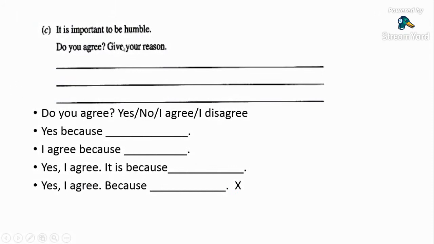Okay, same. It is important to be humble. Do you agree? Give your reason. Okay, so do you agree? Yes, no, I agree, disagree. Same thing. And I say, yes, I agree because. இந்த மாதிரி answer போடாதீங்க. இந்த மாதிரி answer போடலாம். Okay.